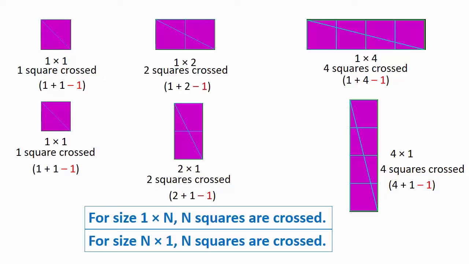This is what's happening. For a rectangle that has one row and n columns, we've noticed that n squares are crossed. And obviously we can go the other way. If there are n rows and one column, n squares are also crossed. And we can write that as the number of rows added to the number of columns minus 1. For example, 1 plus 1, one row plus one column minus 1. One row plus two columns minus 1 gives us two squares crossed. Or here at the bottom right, 4 rows plus one column minus 1 gives us 4 squares crossed.